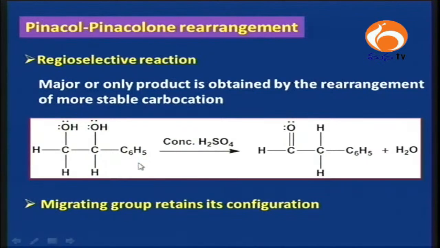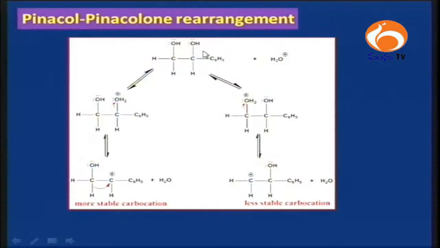Another important point we have to remember is that the migrating group will never lose its configuration. The configuration of the migrating group will be retained. Let us look at this example. This is a pinacol, that is a vicinal diol. From this vicinal diol, we can obtain two types of carbocations. When this particular OH group is protonated as shown here, and the water molecule is removed, then we will obtain this carbocation. And when this OH group is protonated and the water molecule is removed, we will obtain this carbocation.